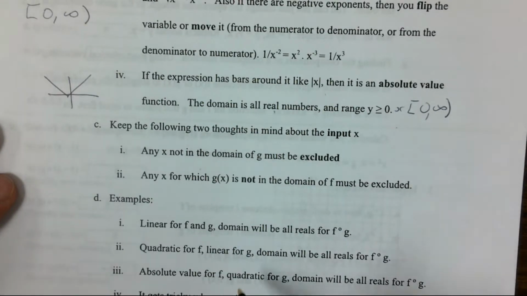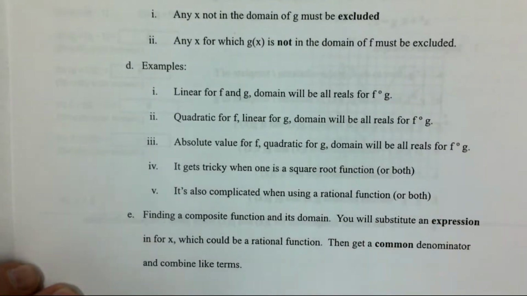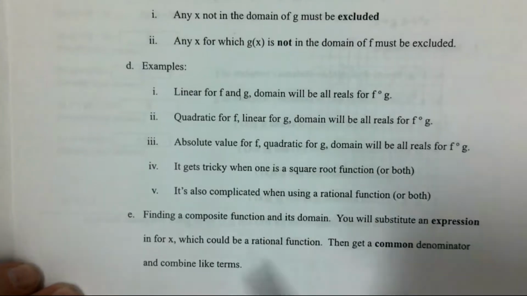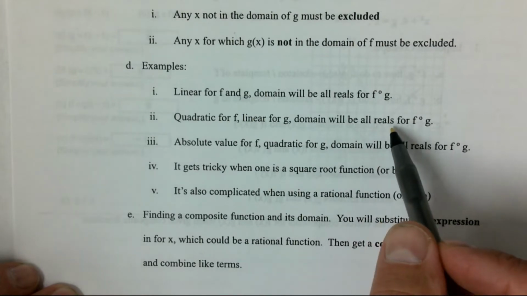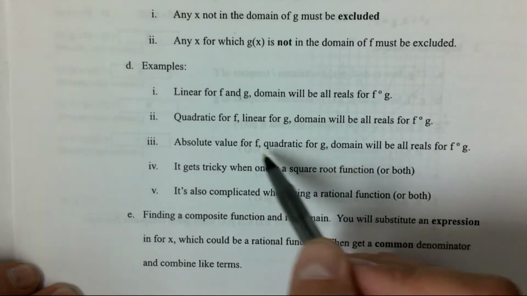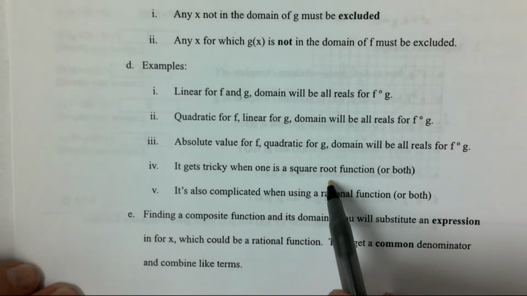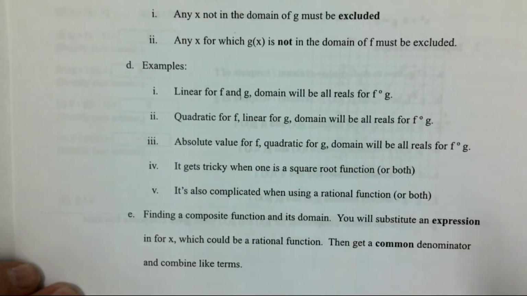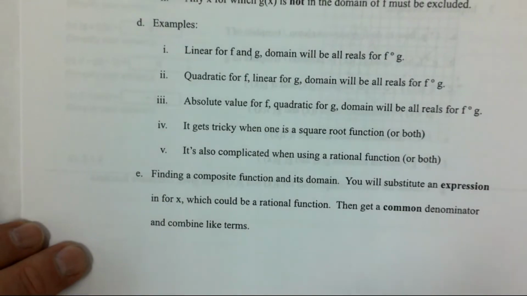Generally speaking, if both are linear, then you're going to have all real numbers for both f circle g and g circle f. If it's quadratic for one and linear for the other, you're still going to have all reals. If it's absolute value and quadratic, again, those are all reals, but it gets tricky when you have a square root function for one of them or both of them. And also when you do a rational function with the 1 over x.